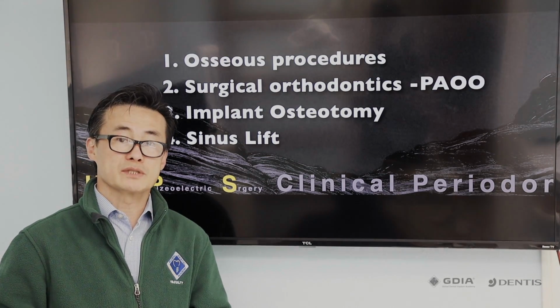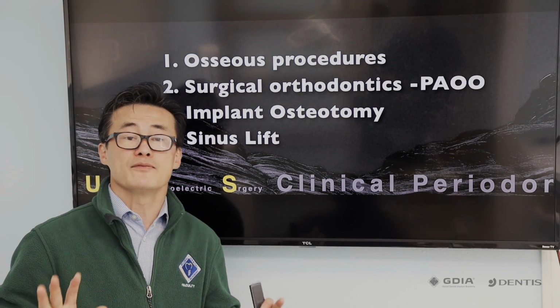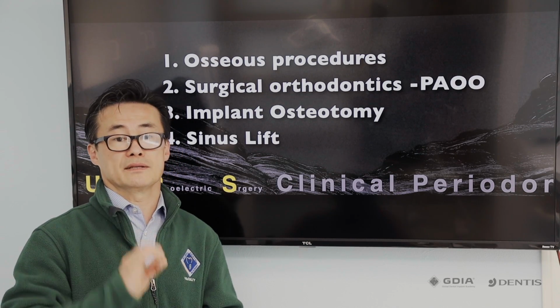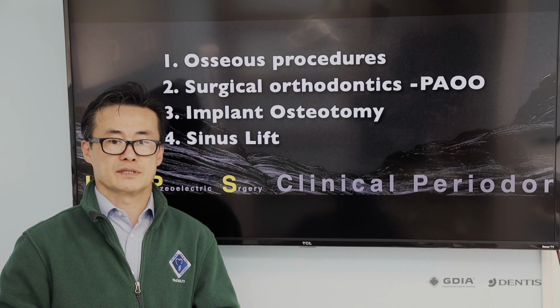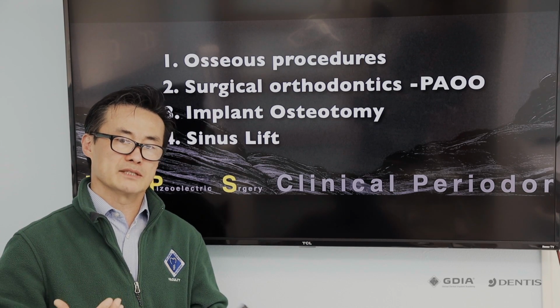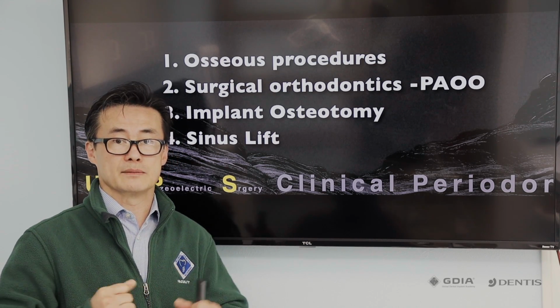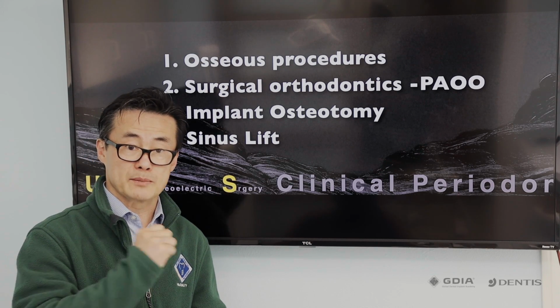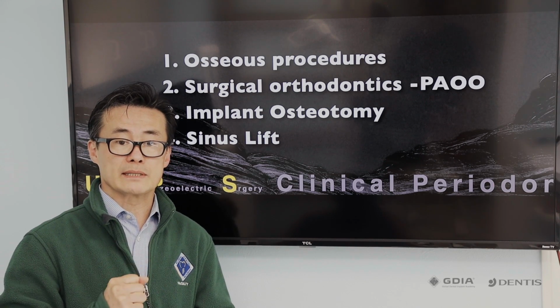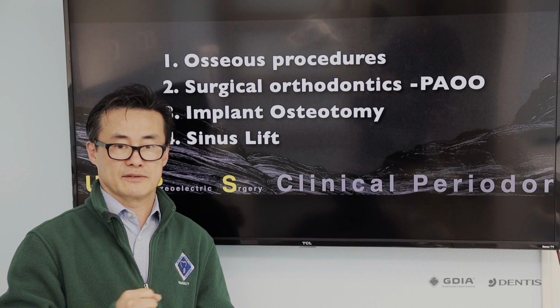Well, where can we use it in the clinics? There are mainly four areas. It is a bone cutting device. Therefore, number one, of course, is the osseous. Number two, in relations to that, we can use surgical orthodontics. Not that we're going to be doing that in the Mexico program. We're going to do number three and number four, mainly the implant osteotomy and the sinus lift.